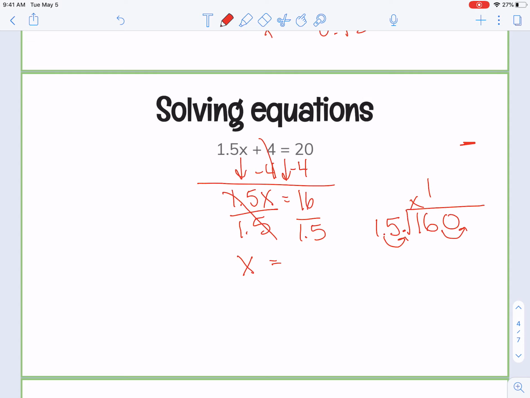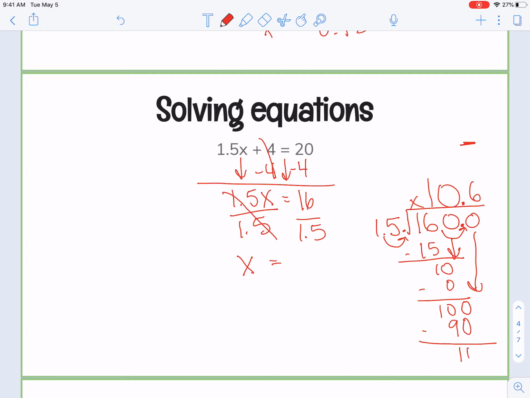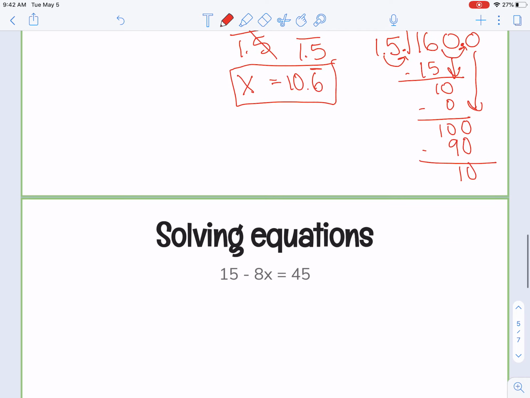15 doesn't go into 1, but it goes into 16 once. Subtract, bring down the 0. 15 does not go into 10, so you put a 0. And then you bring down another 0. And then 15 goes into 100 6 times. 6 times 15 is 90. And then you get 10 again, so we know that's repeating. So it's going to be 10.6 repeating. That's the answer for the last one.